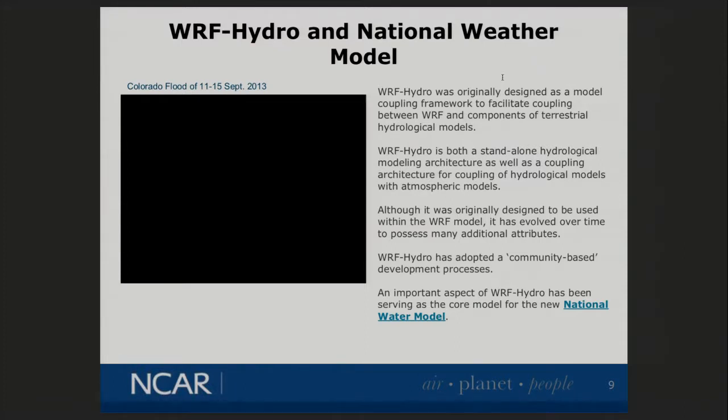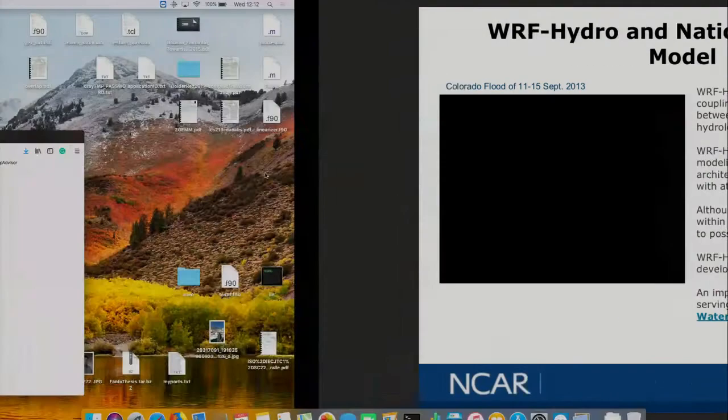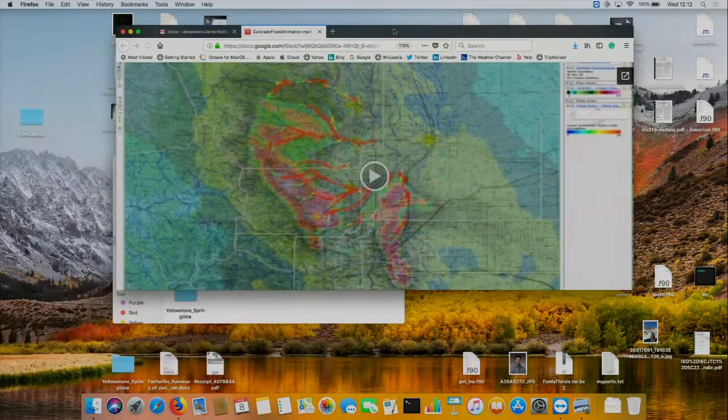An important aspect of WRF-Hydro that makes this code relevant is that it's the core for the new national weather model. So in the United States, if you want to know if there is a hazard or something like that, there is this national weather model managed by NOAA, and the core for hydrological hazards is basically WRF-Hydro. Let me show you a quick video about the flood we had in 2013 in Colorado.